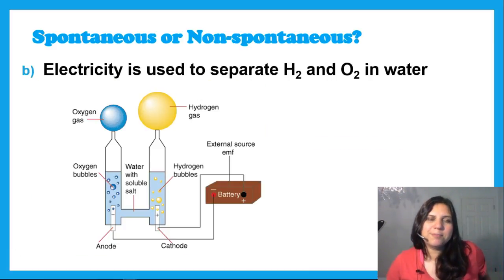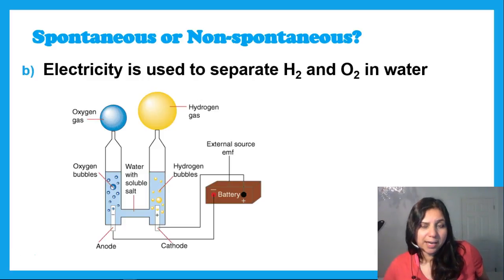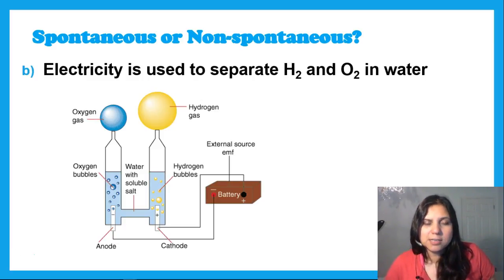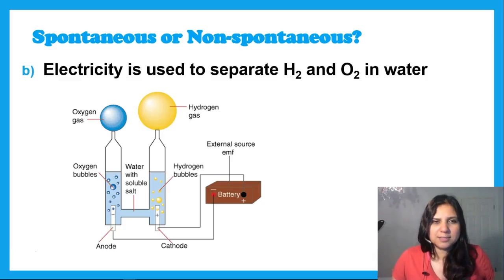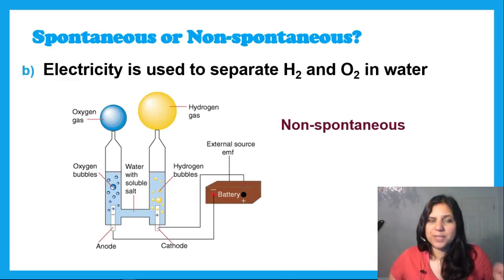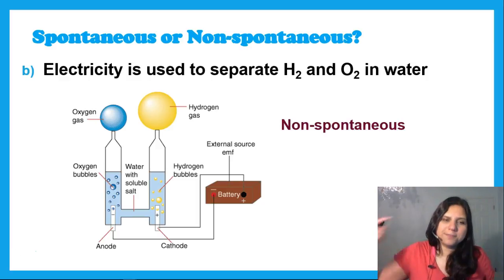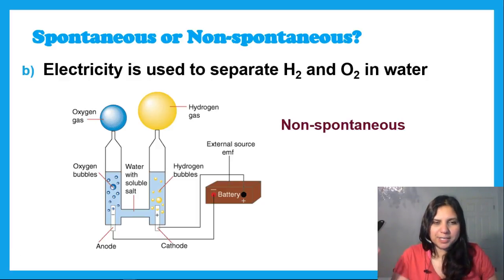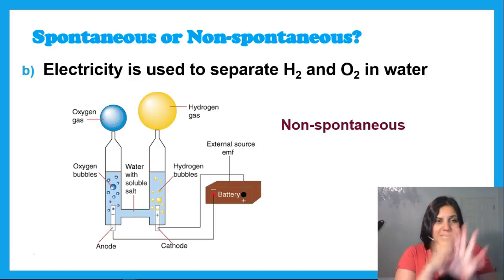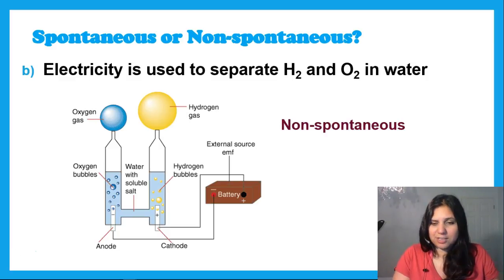All right, B. If we use electricity to separate hydrogen and oxygen in water, is this spontaneous? The answer is no. It is what we call non-spontaneous. Why? Because you constantly have to feed the water with an electrical source. It doesn't stop. If it stops, then the separating into hydrogen and oxygen stops.